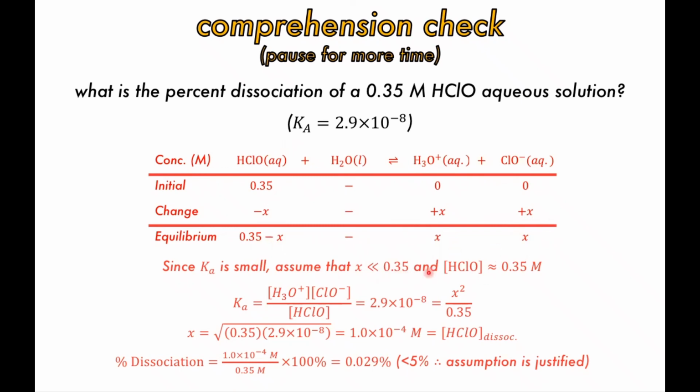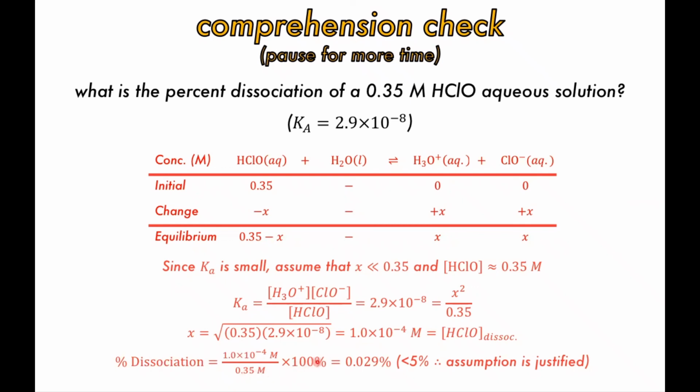Since Ka is small, we assume that the x value is going to be much less than 0.35 molar, and therefore the equilibrium concentration of HClO is approximately 0.35 molar. Then Ka is formed as products over reactants, which is equal to 2.9 times 10 to the minus 8. That's equal to x squared over 0.35, our equilibrium concentration of hypochlorous acid, which is assumed to be basically the same as the initial because of the very low dissociation constant. x can then be found as so, which gives us a value of 1.0 times 10 to the minus 4 molar, which is the same as the concentration of dissociated hypochlorous acid.